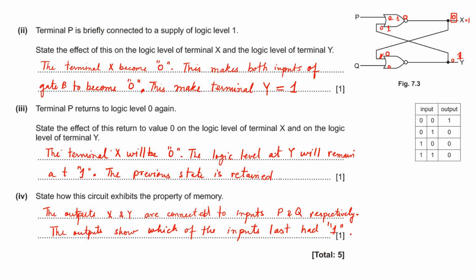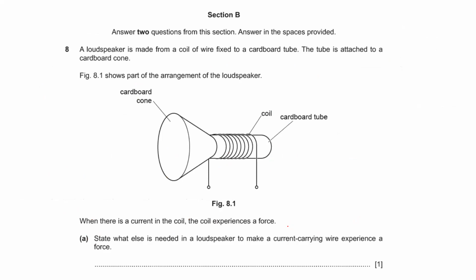Okay, next. So next we have section B for this paper. In section B, generally we are given 3 questions, and out of these 3 questions, we have to solve any 2. So here we will be solving all the 3 questions for our viewers.